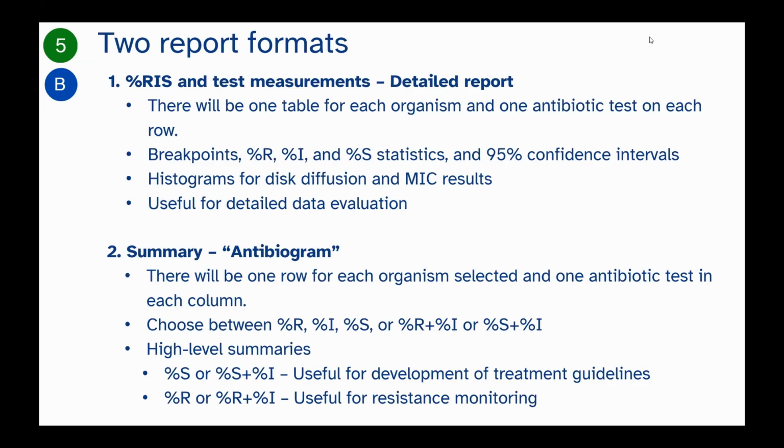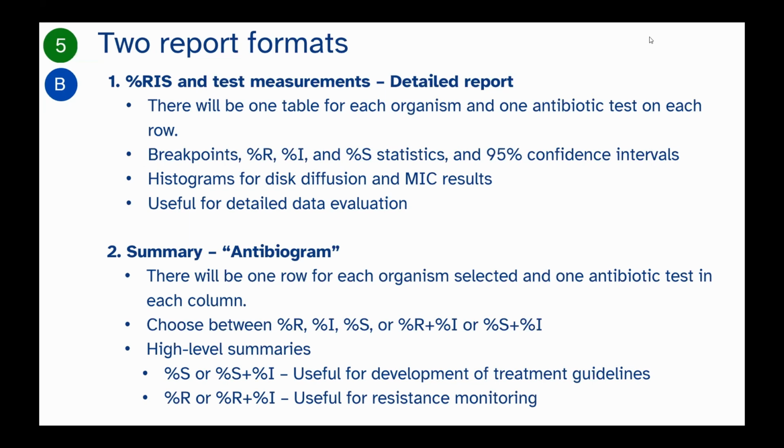The first report is called the detailed report. There will be 1 table for each organism and 1 antibiotic test on each row. You will see the antibiotic breakpoints, the RIS statistics, and 95% confidence intervals. You will also see histogram graphs for the disk diffusion and MIC results, and this information is useful for detailed data evaluation.